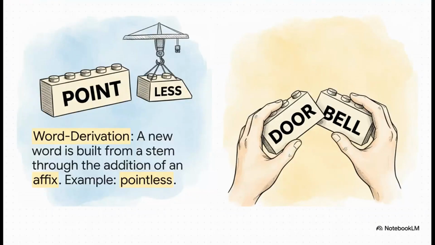So, on one hand, you've got word derivation. It's kind of like adding a small, specialized Lego piece, an affix, to a main block. You know, like adding less to point to get pointless. Then on the other hand, you have word composition. This one's super simple. It's just snapping two big bricks together, like door and bell, to make doorbell.